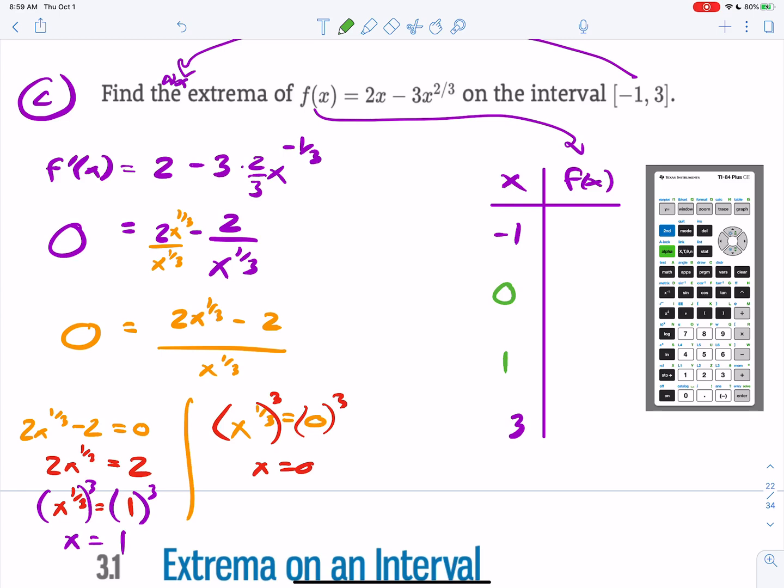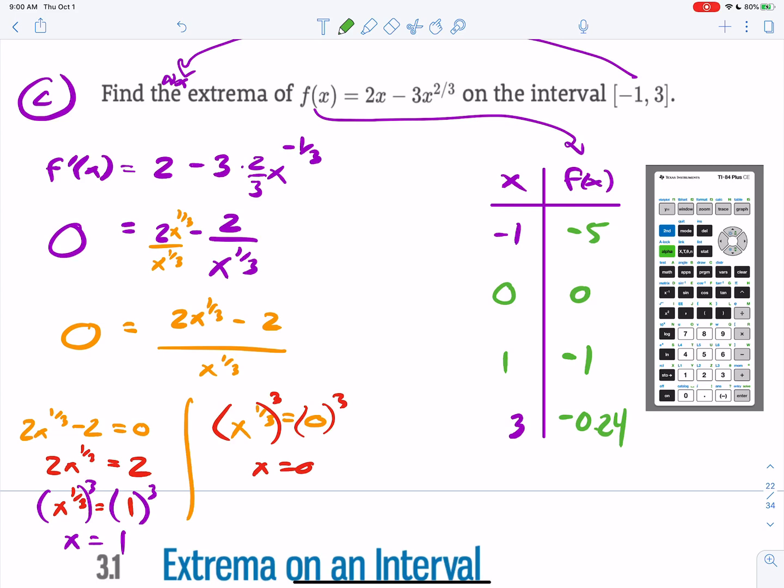Okay, so I'm going to go ahead and type out my new function, 2x minus 3x to the 2/3. Make sure that your 2/3 is floating in the exponent, okay? Okay, cool. Let's go to table. Let's get rid of our values. I'm going to put in -1, 0, 1, and 3. So I get -5, 0, -1, and -0.24.